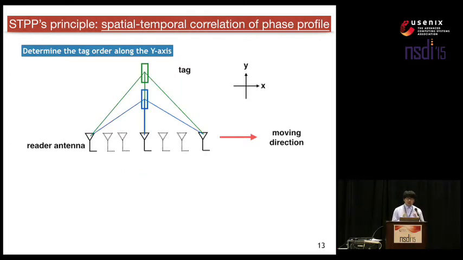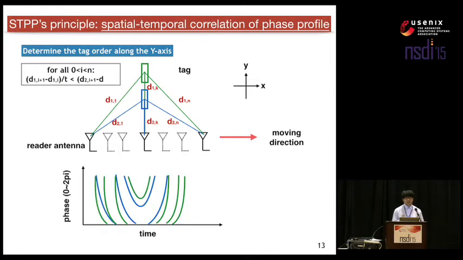For the tag order along the y dimension, our key finding is that the phase changing rates of these tags are different. As this toy example shows, there are two tags with different y coordinates. As the reader antenna moves along the x dimension, the phase profile changes at different rates due to the different tag-to-antenna distance along the y axis. It is easy to understand that the larger the distance between the tag and the reader antenna, the slower the phase changing rate of this tag will be. So the phase changing rate of each tag essentially reflects the tag order along the y-axis.